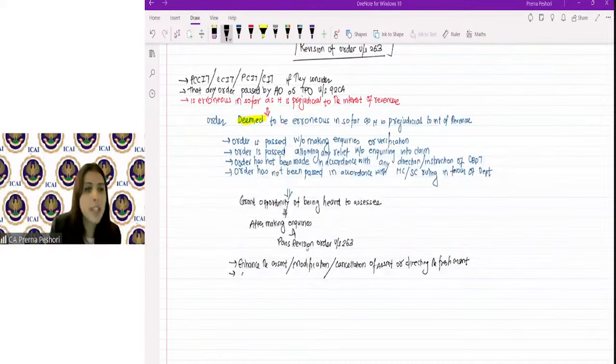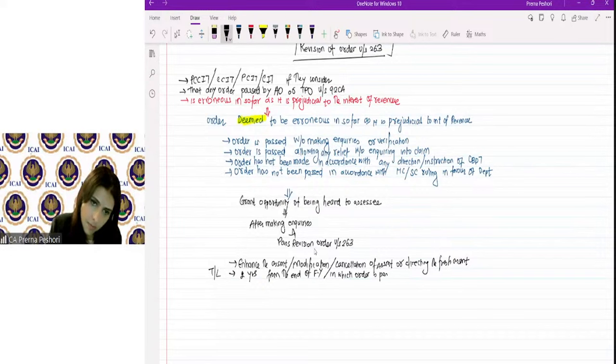Now, this order, the time limit is 2 years from the end of the financial year in which the order is passed. So, 2 years from the passing of the order, the 263 order will get passed. Yes or no? Is this clear? So, this is the order under section 263, revision order under 263, which can be carried out by the revenue with regard to the orders passed by the assessing officer itself.